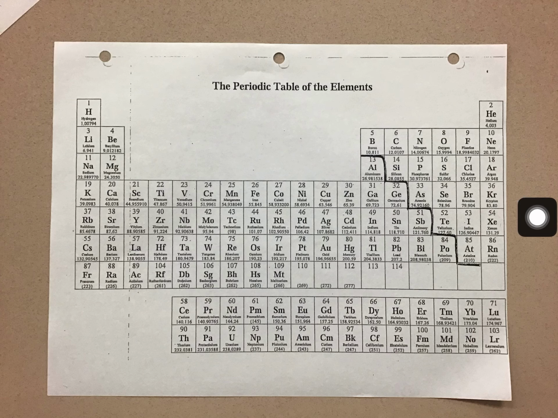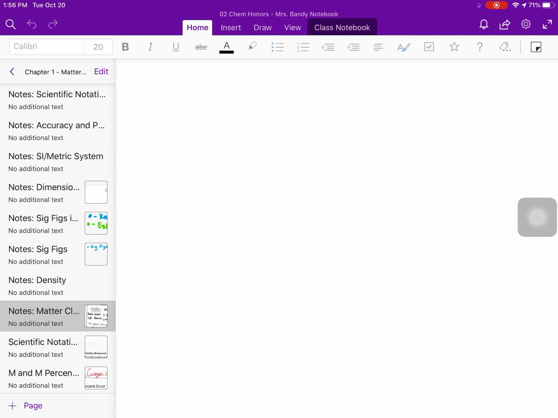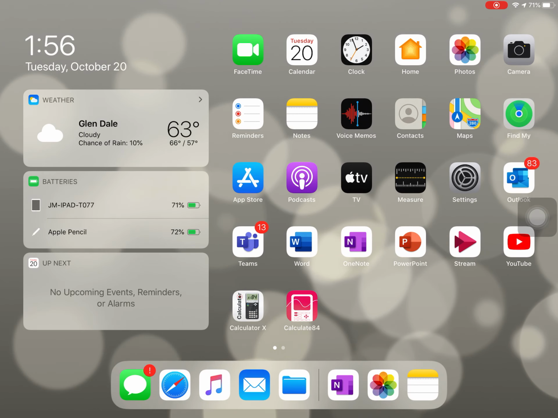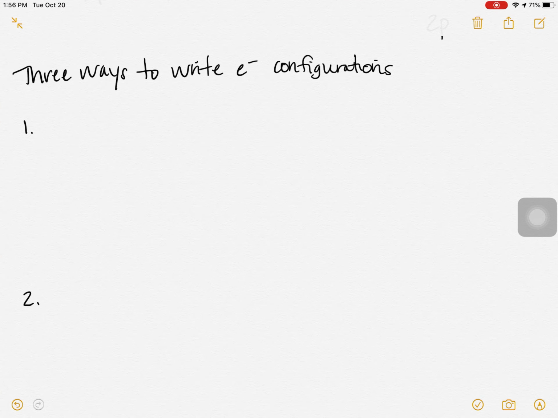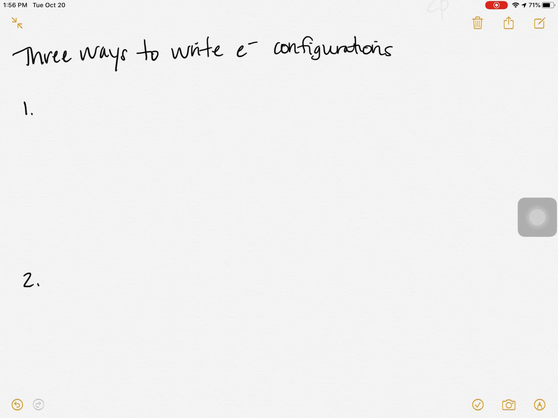Okay, so keeping that in mind, that is how we're going to go through this, to fill or to write these electron configurations. You're definitely going to want to have your periodic table out while we're doing this, and I can try to dual screen, maybe.